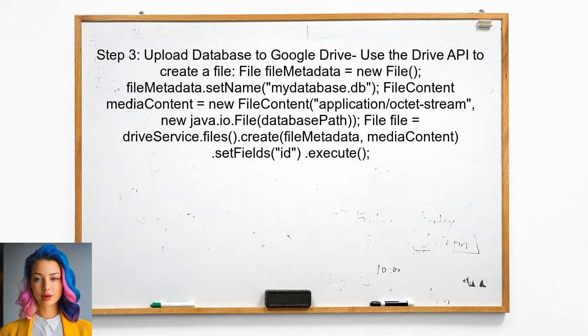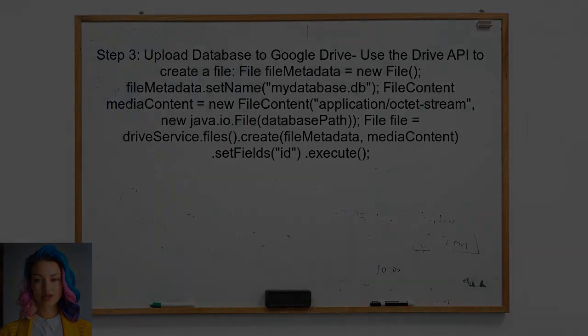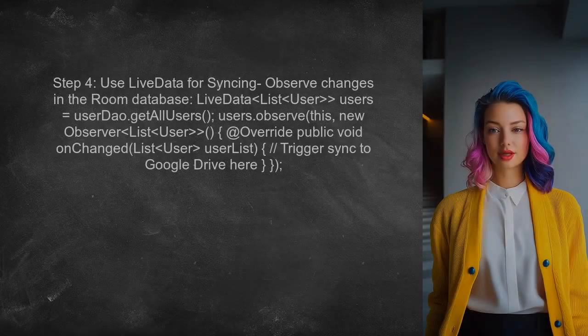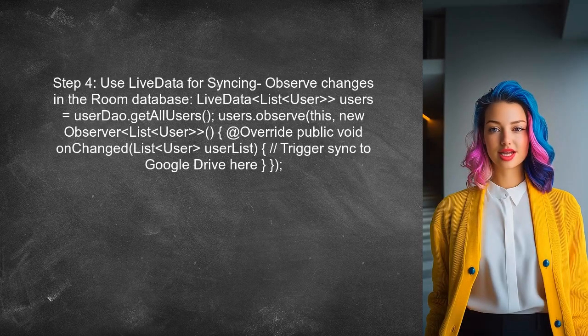After setting up the API, the user can write code to upload the room database file to the Google Drive app folder. This typically involves using the Drive API's file creation methods. Finally, to observe changes in the room database and trigger a sync to Google Drive, the user can utilize LiveData. This allows the app to react to data changes in real time.